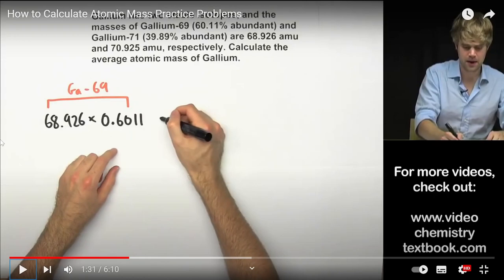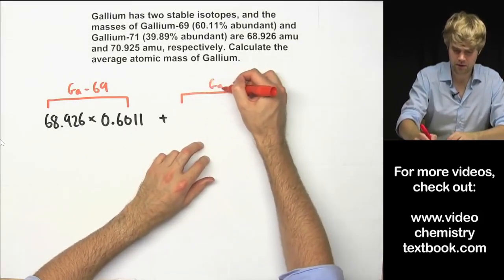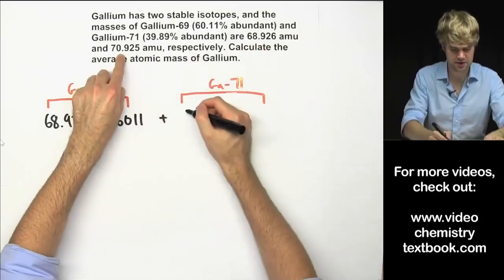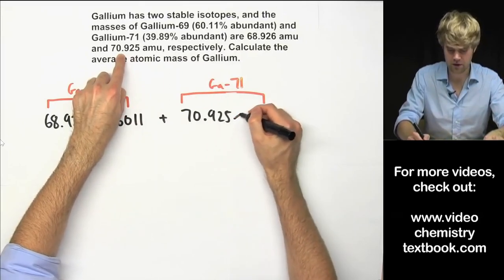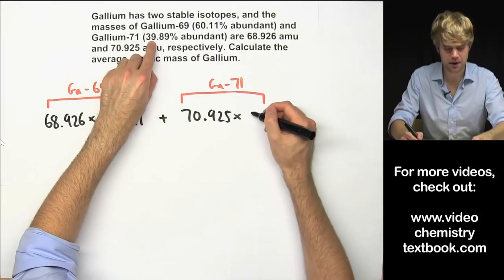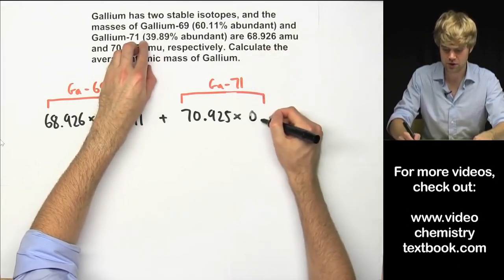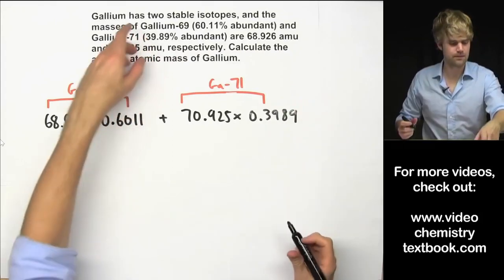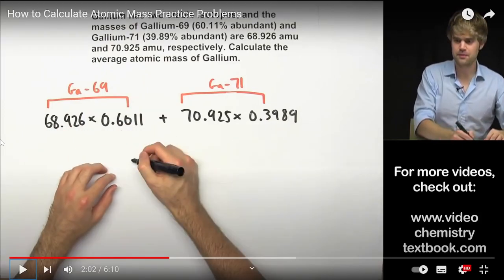Okay, so that's our first isotope. That's the first part. Now we're going to want to do the same thing for gallium-71. So its mass is the second one here, 70.925. And we'll multiply it by its percent abundance as expressed as a decimal. Move this place 2 to the left, so we get 0.3989. Multiply both of these together and then add them up. And I'll just pause again so you can write that down.